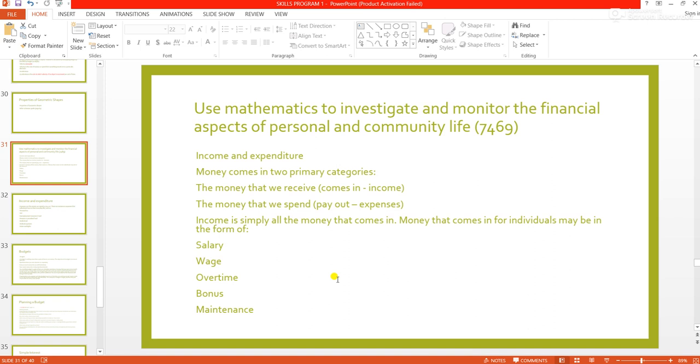So when you go through your learner guide, it'll talk more in detail about how these features are within the income. So just please go through your learner guide. There's not much calculation in it. They just explain the principles of income and expenditure.